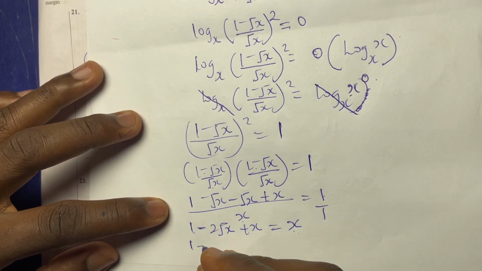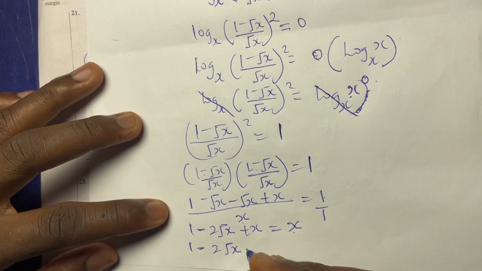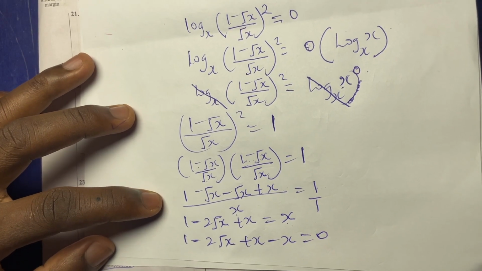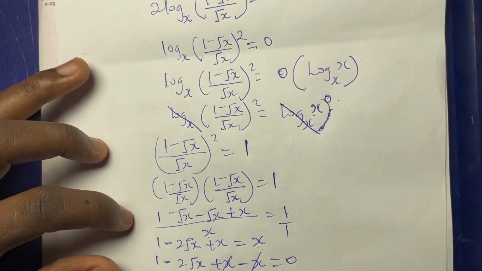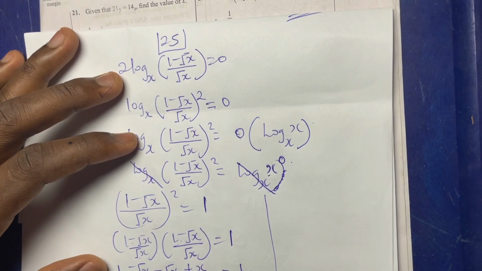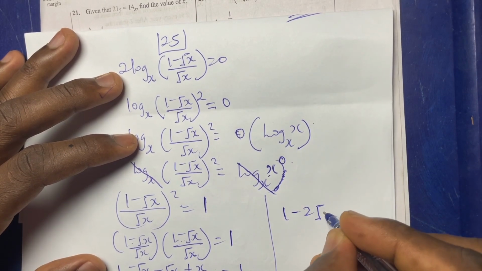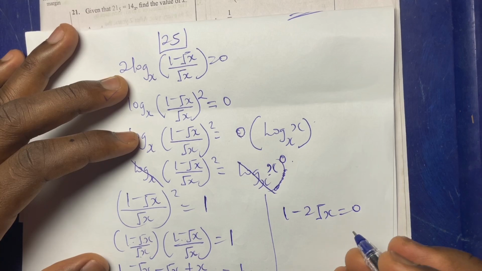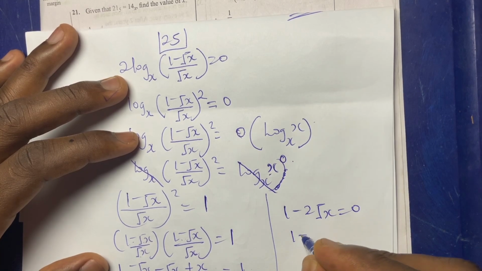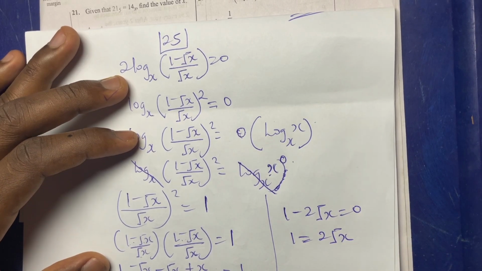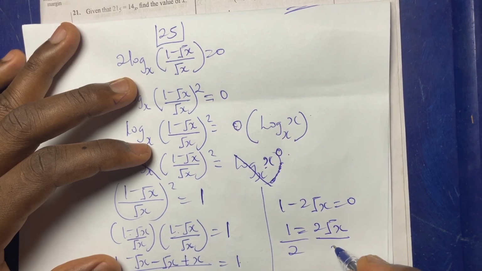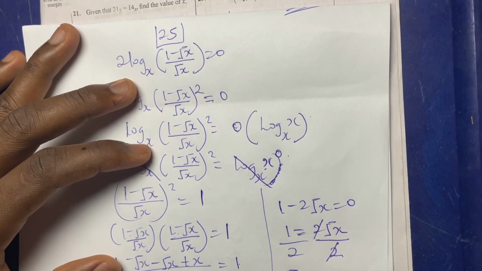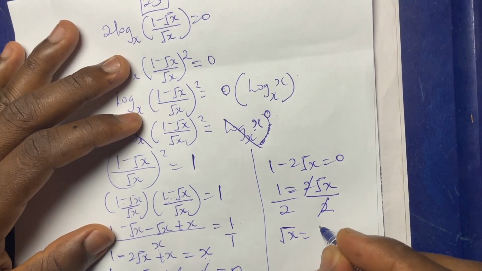So I'll have it as 1 minus 2 root x plus x. If I collect my like terms, this one comes here, minus x equals 0. Do you get? So this cancels this. Then I'm left with 1 minus 2 root x equals 0, isn't it? Now let me make root x the subject of the formula. That will now be 1 equals 2 root x. If I divide both sides by 2, 2 eliminates 2, so I'm left with root x equals 1 over 2.